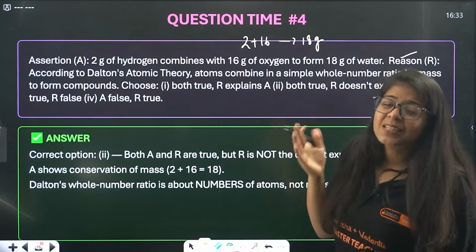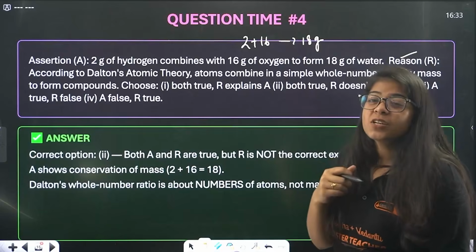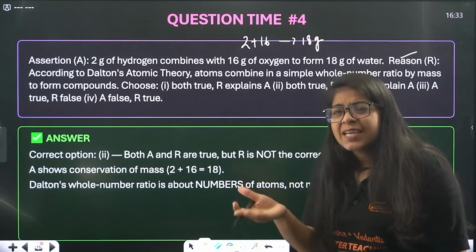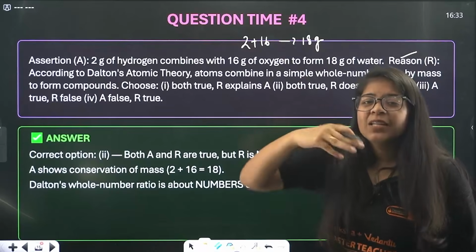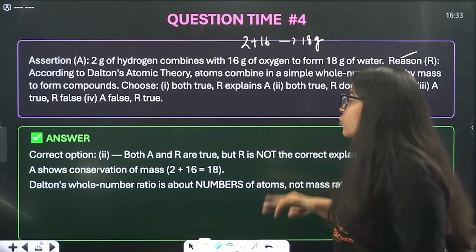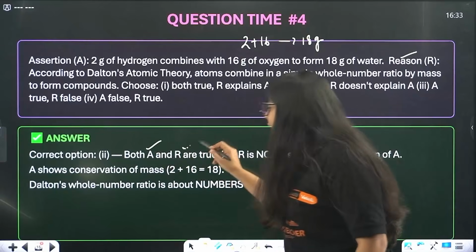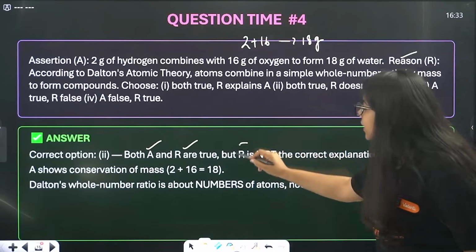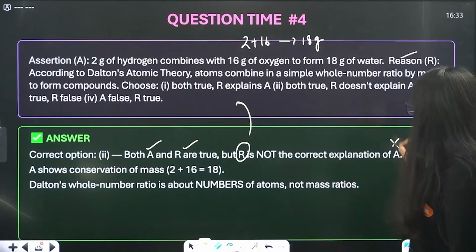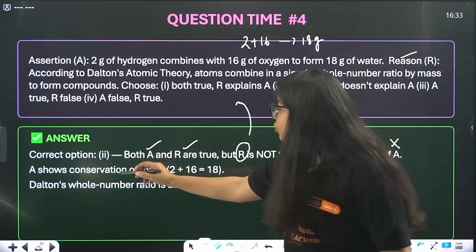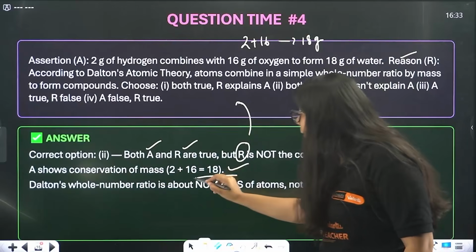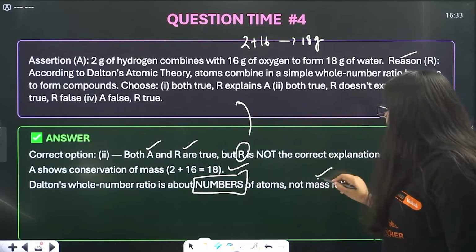But is the reason the correct explanation for the assertion? Ma'am, how is this mass linked to the conservation of mass? The whole numbers are linked to conservation of mass. That is not true. Okay, so both A and R are true, but the reason is not the correct explanation of A, of the assertion, right? A shows conservation of mass, of course. Dalton's whole number ratio is about the number of atoms, not mass ratios.